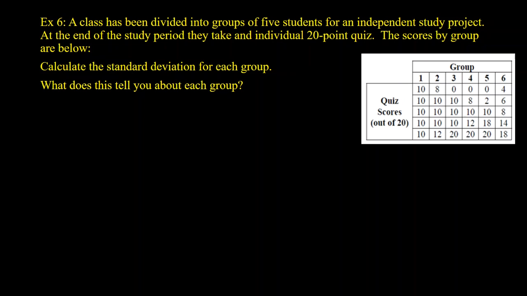So the formula is sigma for standard deviation equals the square root of the sum of each data value minus the mean squared divided by the total number of data values minus 1. That's how you'll see it on the formula sheet you have for the AP exam in the textbook. But what does this really mean? So let's calculate the standard deviation for group 1.